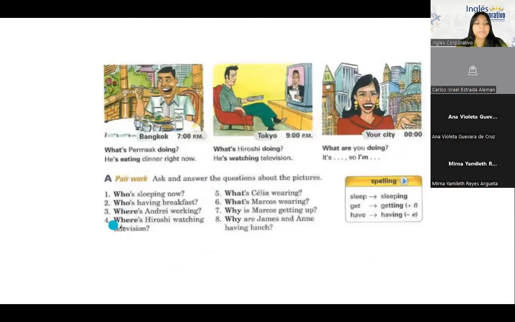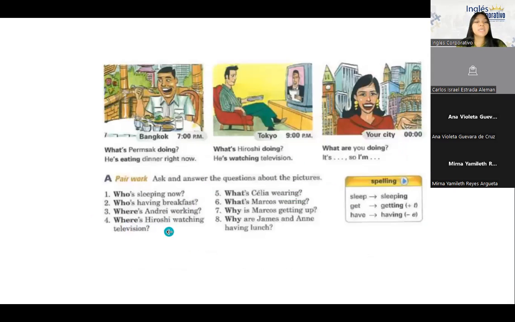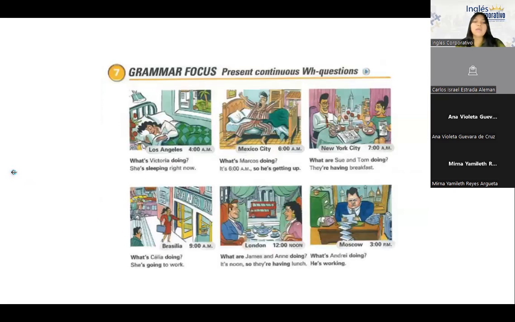Okay. So, where is Andre working? In the office. Okay. Yes. Okay. In the office. Now, where is Hiroshi watching television? The news. Yes, in his house. Oh, but in this case, dónde? Where is? So in his house. So what is Celia wearing?